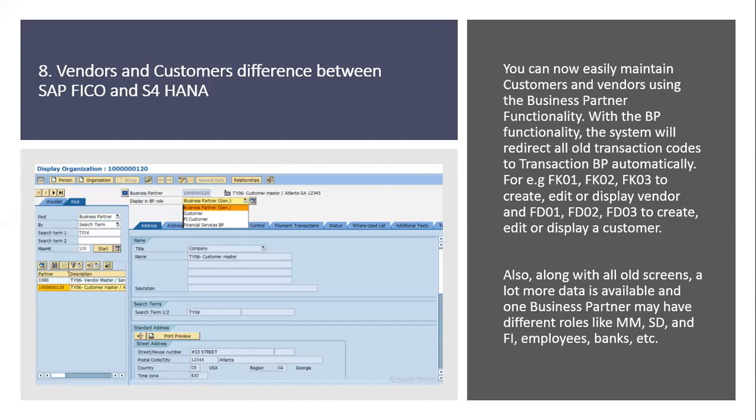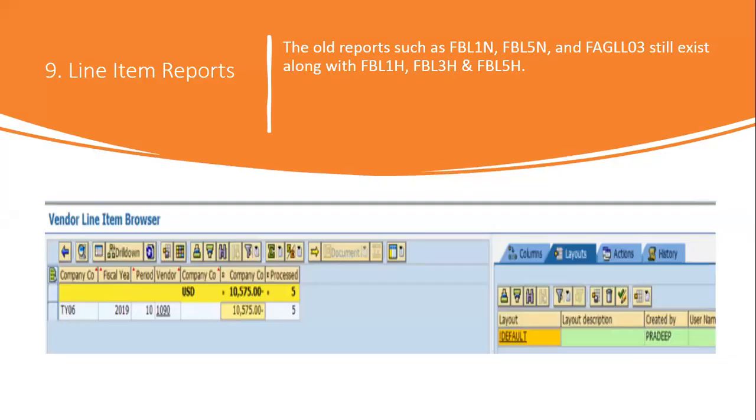Of course, we have scrapped the FK01, FD01 T codes. You just have the transaction code BP that you use to actually run your business partner transactions. Line items, of course, the old reports still exist with FBL1H. Of course, the ACDOCA is the compatibility view that handles the line item display.